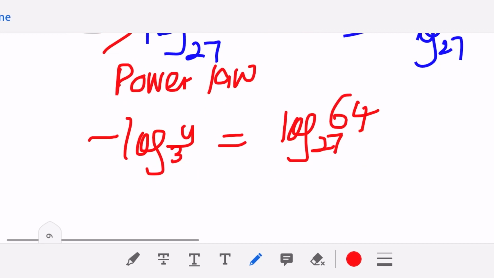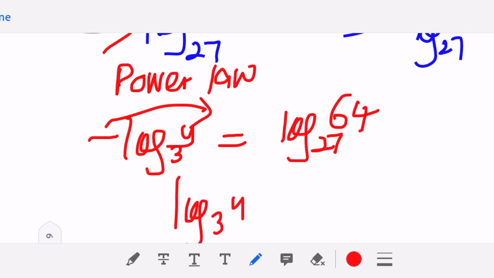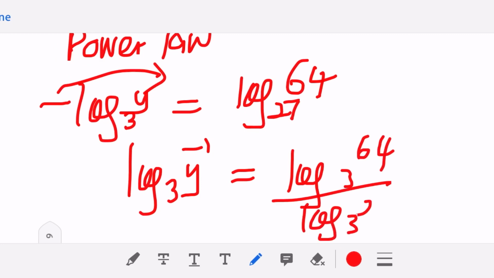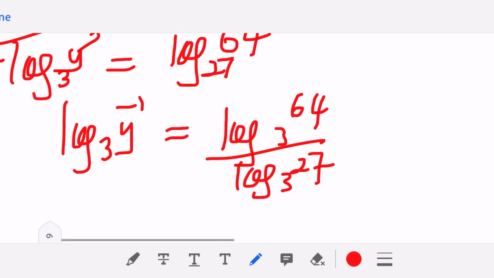The question looks very simple now. The negative you can bring up again, because now you are solving an equation. When you do a logarithm equation, you must make it one term at the left and one term at the right with the same base.